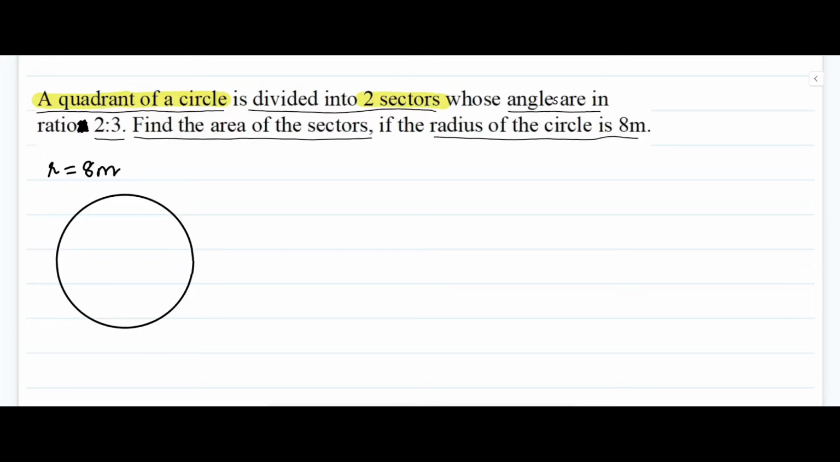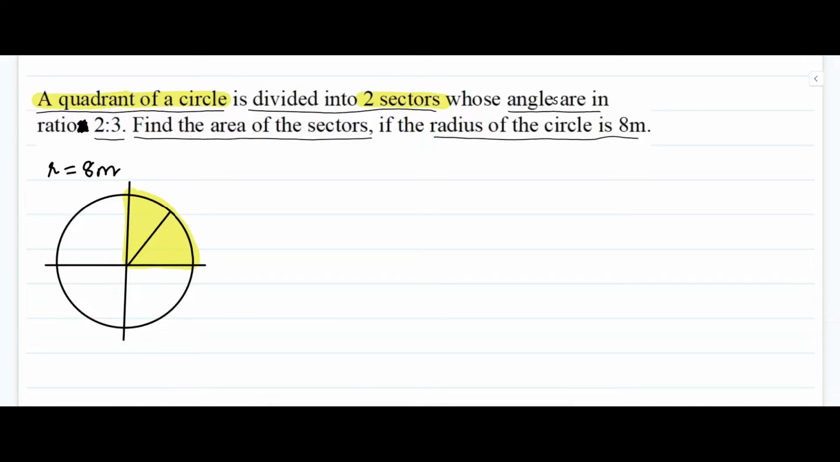Quadrant of a circle means we know the quadrant system. So they have divided this circle into 4 equal parts. They have divided one of those quadrants into two sectors. I'll be considering this quadrant, and they have said that they have divided that into two sectors. Let me divide this quadrant into two sectors.